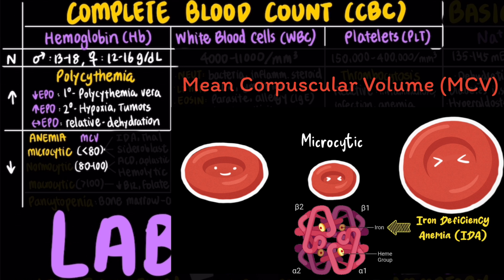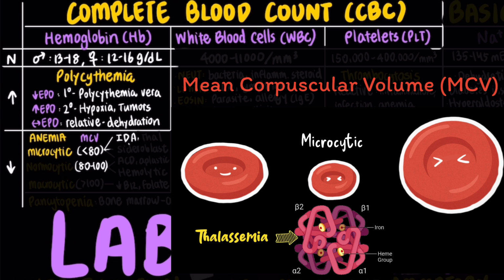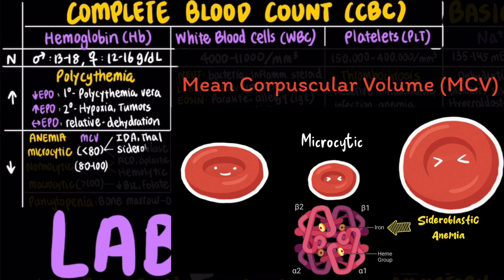Common causes include IDA or iron deficiency anemia, often from blood loss or poor intake. Thalassemia, a genetic defect in globin chain production. Sideroblastic anemia, a condition in which iron can't be used properly to make hemoglobin. ACD or anemia of chronic disease, where inflammation traps iron in storage.